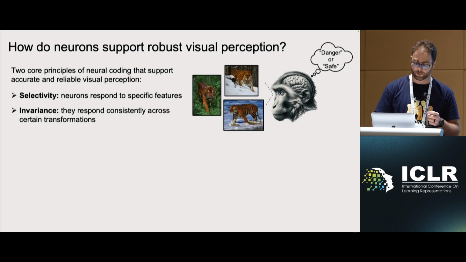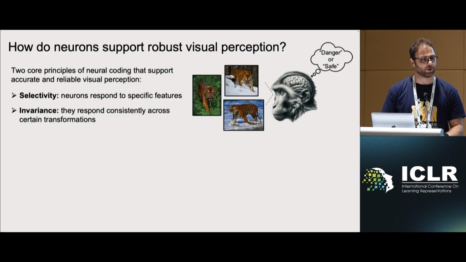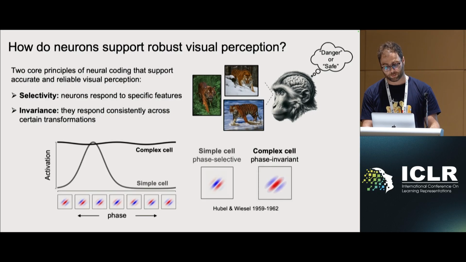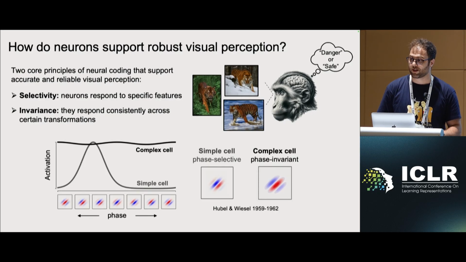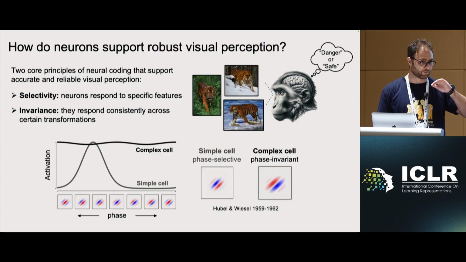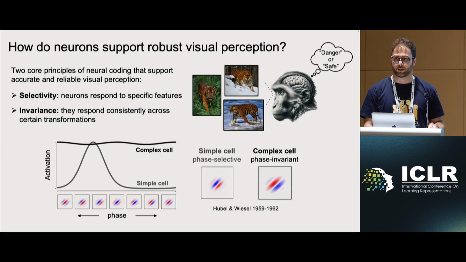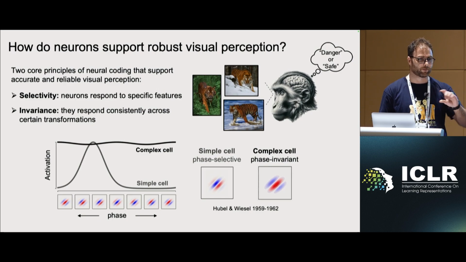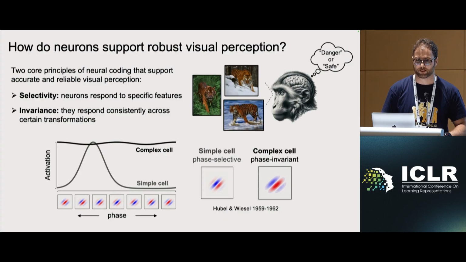One is selectivity, where neurons respond to specific visual features, and the other is invariance, where they respond consistently across certain transformations. A good example for this is simple cells and complex cells in primary visual cortex, where simple cells are responsive to Gabor patterns at a specific orientation and phase, and complex cells, in contrast, are invariant to phase, meaning that as the phase changes, they remain highly activated.